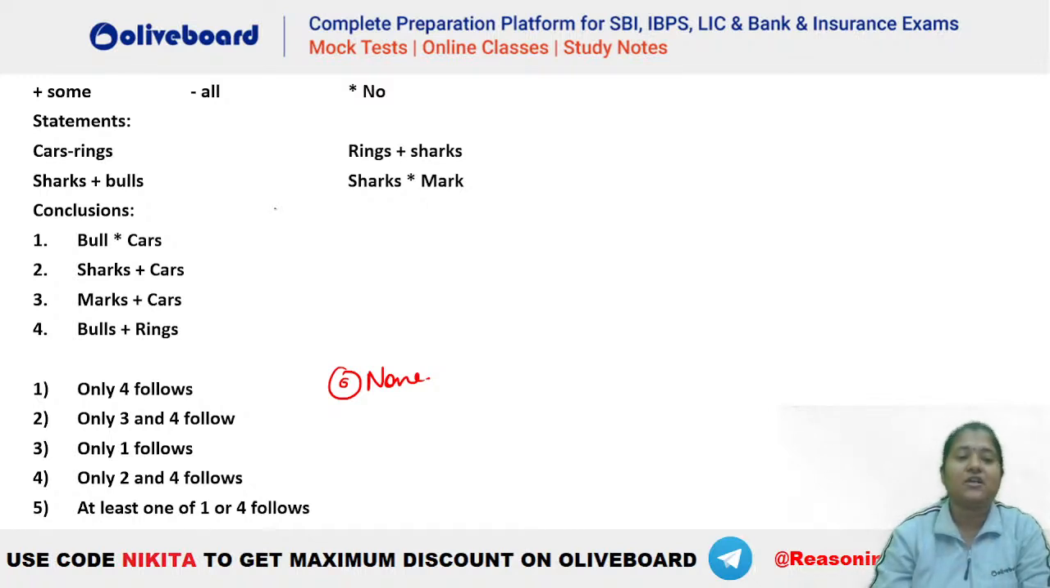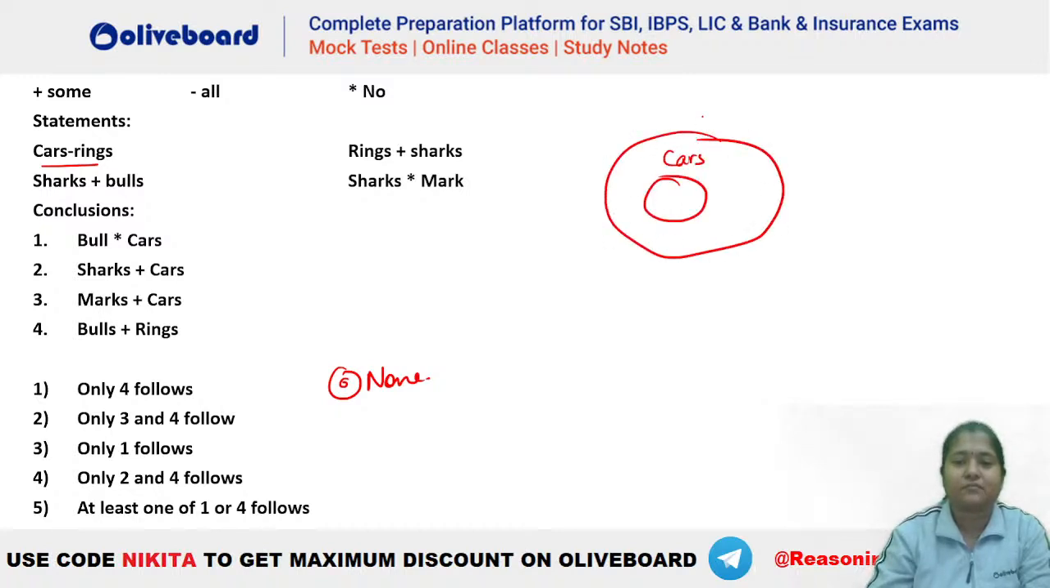Okay, so let's make the diagram here. Let's see what is given. Cars minus ring, all, right? So all cars are ring. Let's say this is car and this is ring. So all cars are ring. Then we have rings plus shark. Plus means some. So some rings are shark. Let's say this is shark here.